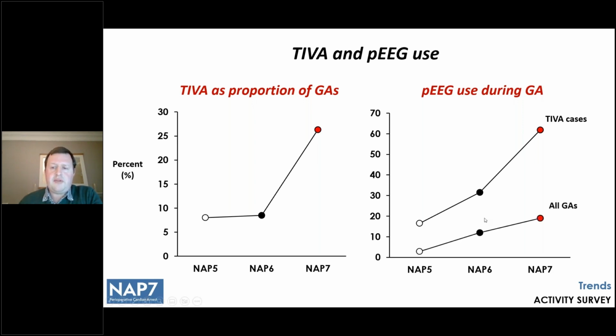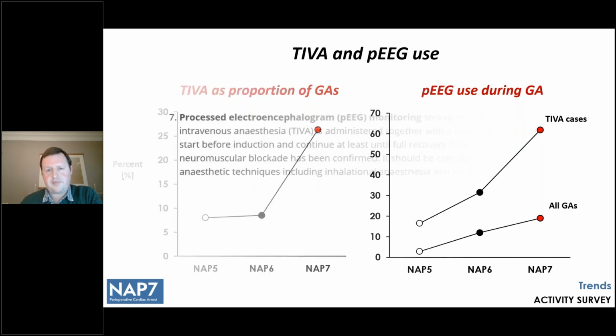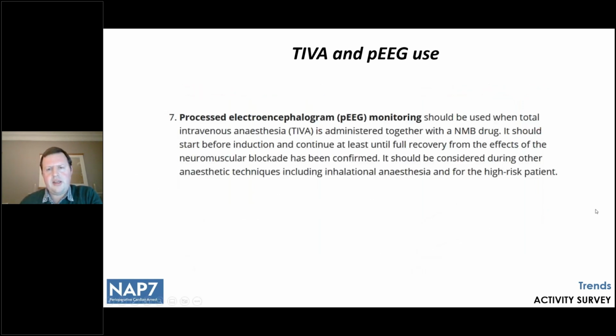And interestingly, we've seen that there's a sort of tendency for processed EEG use to increase across the board in all general anaesthetics, mostly driven by TIVA. But it's interesting to see and think about whether or not we're using it for other things. So the guidelines say that it should be considered during other anaesthetic techniques, including inhalational anaesthesia for the high-risk patient. And are we doing that?